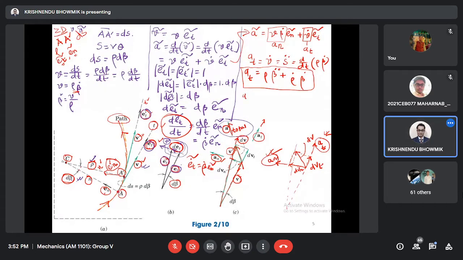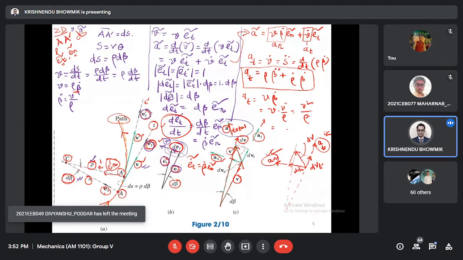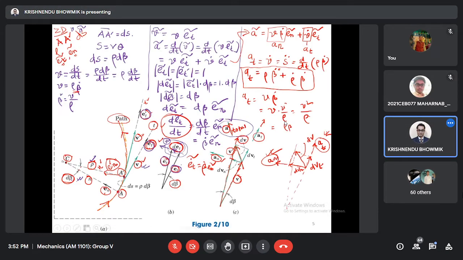Then what is An? An is v beta dot, equal to v beta dot, equal to v by rho multiplied by v by rho. So v square by rho. One way we can write, or somebody can write v equal to rho beta dot, so rho beta dot whole square by rho, that is, rho beta dot whole square, or maybe somebody can write some other format also, don't worry.